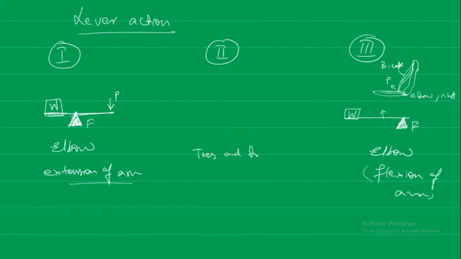Now when we discuss the second order, that is in the case of the toes and heel, okay, lifting up the heel. So when we are lifting up the heel, for example, ballet dancers, okay, they always have to lift their heels, and the weight of the body is supported only on their toes.